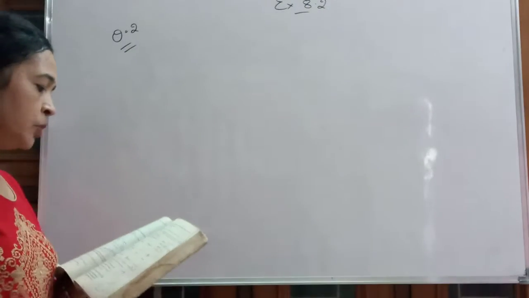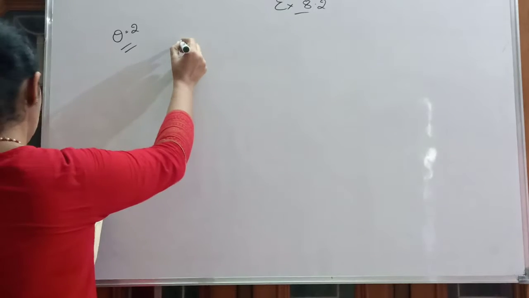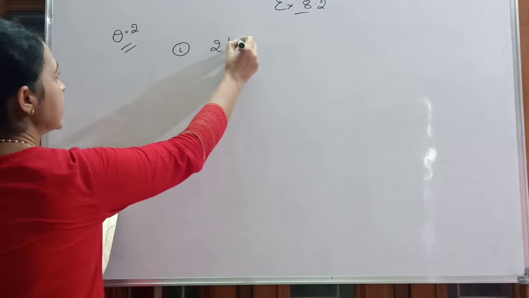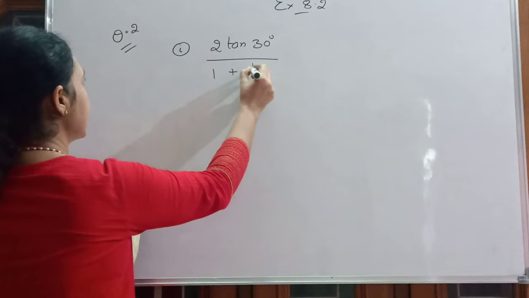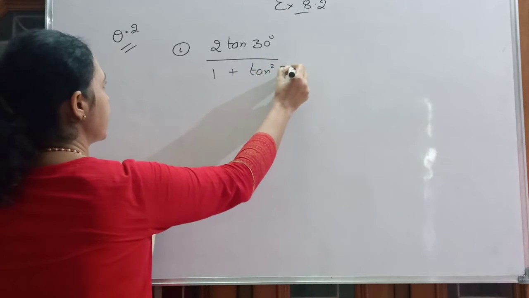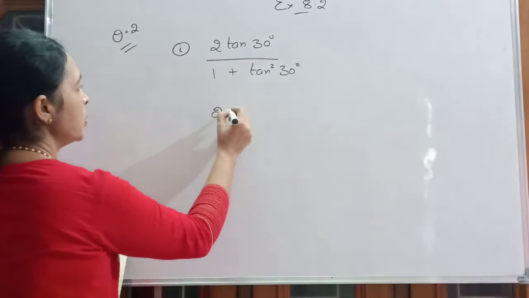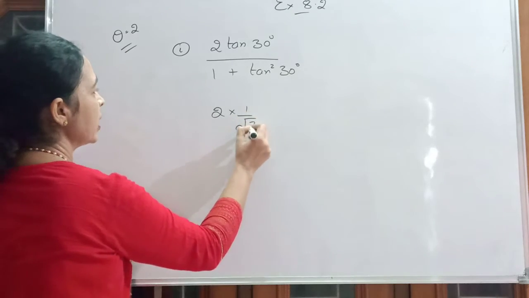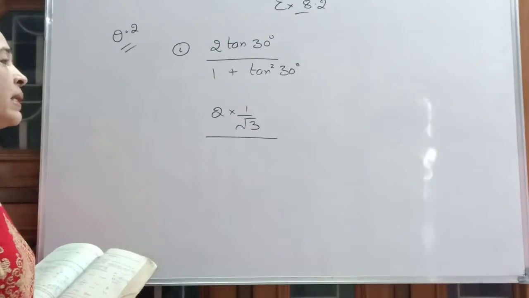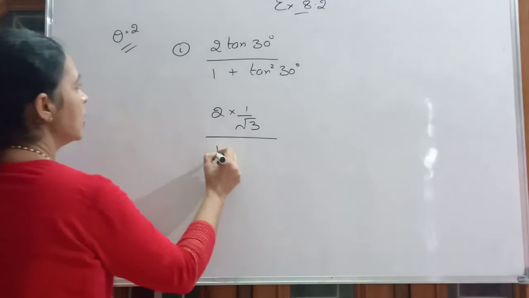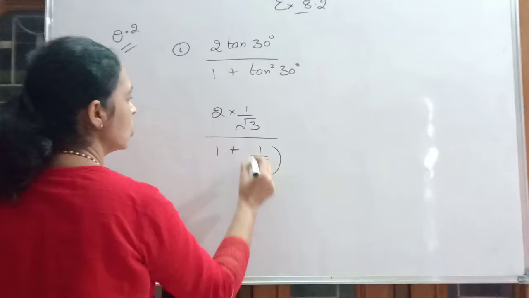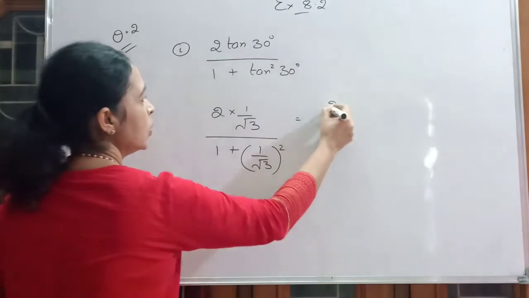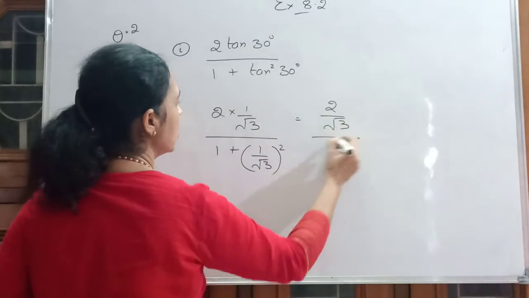Question number 1 is choose the correct option. First part is 2 tan 30 degree upon 1 plus tan square 30 degree. Students, what is the value of tan 30? 2 into 1 by root 3 upon 1 plus tan square 30 degree. What is tan square 30? Tan 30 whole square, 1 by root 3 whole square, equals to 2 by root 3 upon 1 plus.